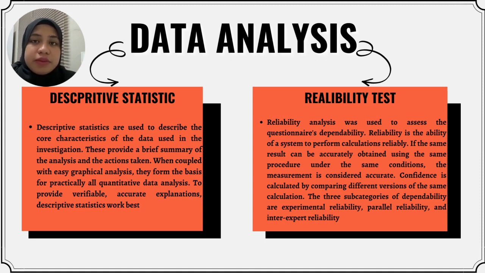And next is the reliability test. Reliability analysis was used to assess the questionnaire's dependability. Reliability is the ability of a system to perform calculations reliably. If the same result can be accurately obtained using the same procedure, under the same conditions, the measurement is considered accurate. Confidence is calculated by comparing different versions of the same calculations. The 3 subcategories of dependability are experimental reliability, parallel reliability, and inter-expert reliability.